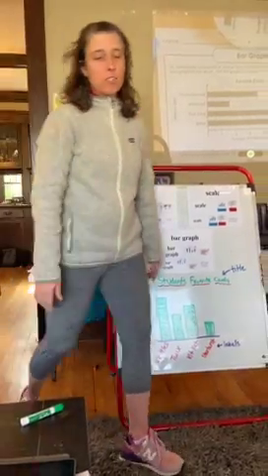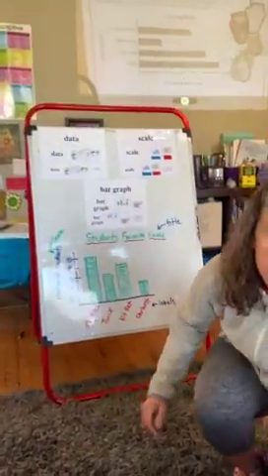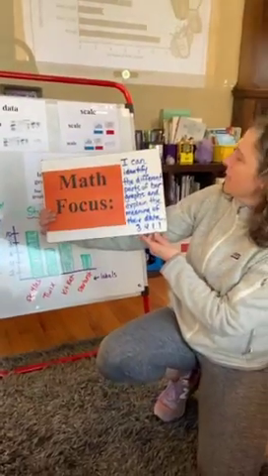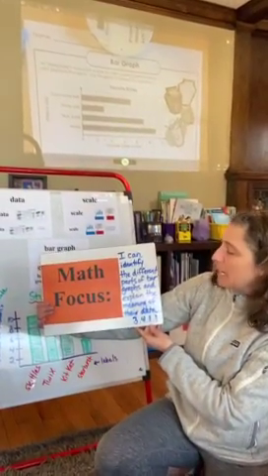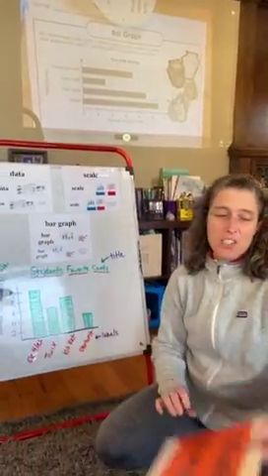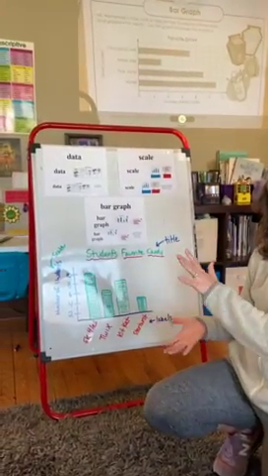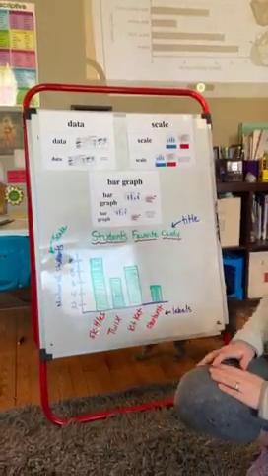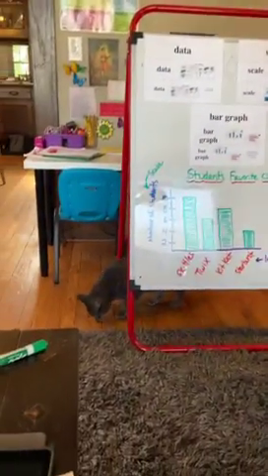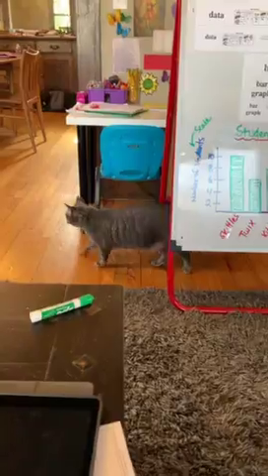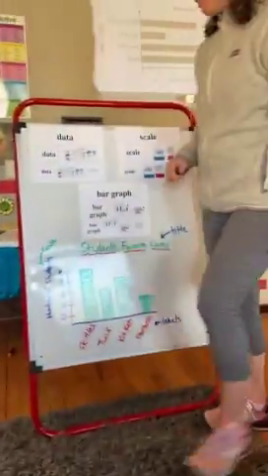So our math focus for this week is, again, I can identify the different parts of bar graphs and explain the meaning of their data. We're going to be doing that a little bit today, and we're going to be talking about different kinds of bar graphs and sometimes how they shift the scale and the data to make it look a little bit different.